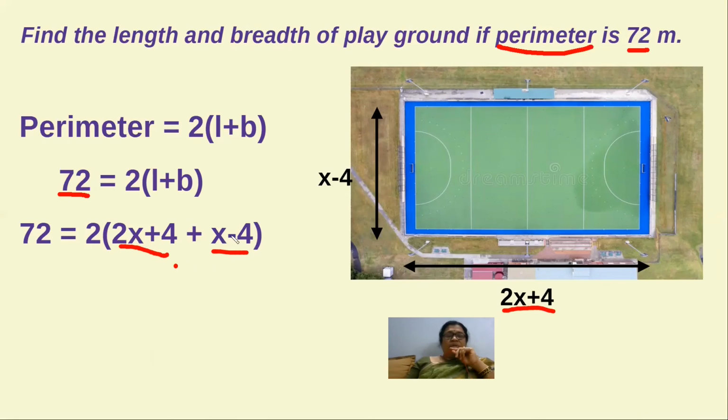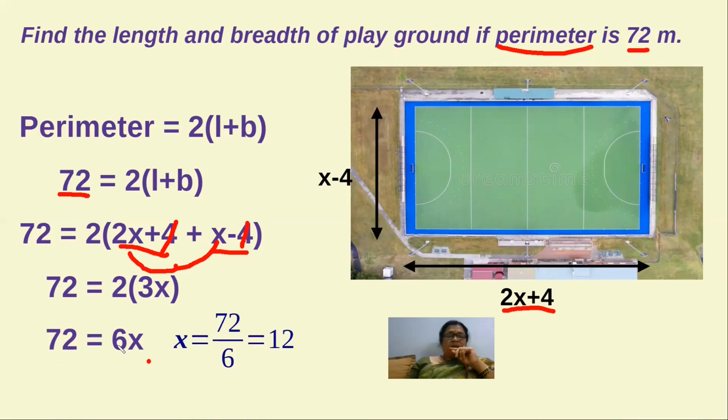When you add 2x plus x, we will get 3x. And this plus 4 and minus 4 will get cancelled. So what remains here? 2x plus x, it is 3x now. Now when you multiply here, 2 3s are 6. And when you take 6 to the other side, it will go and sit in the denominator. 6 1s are 6, 6 12s are 72. So we got the x value now.